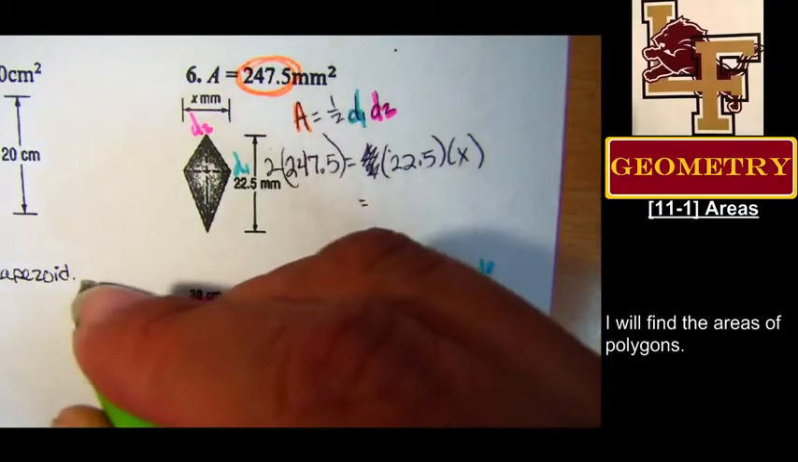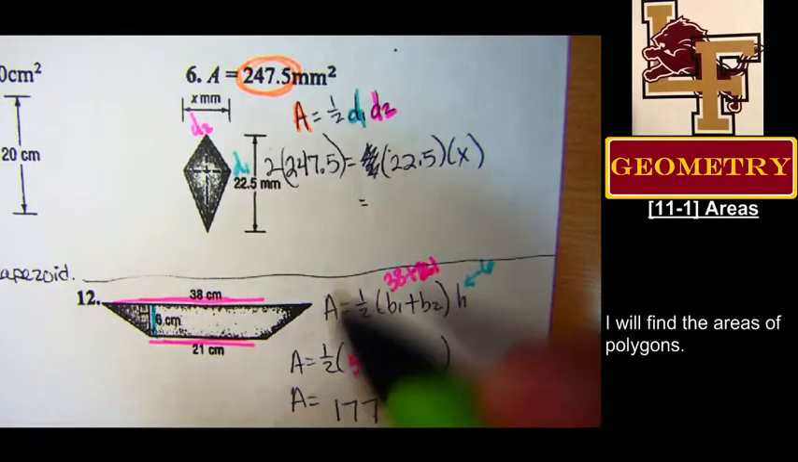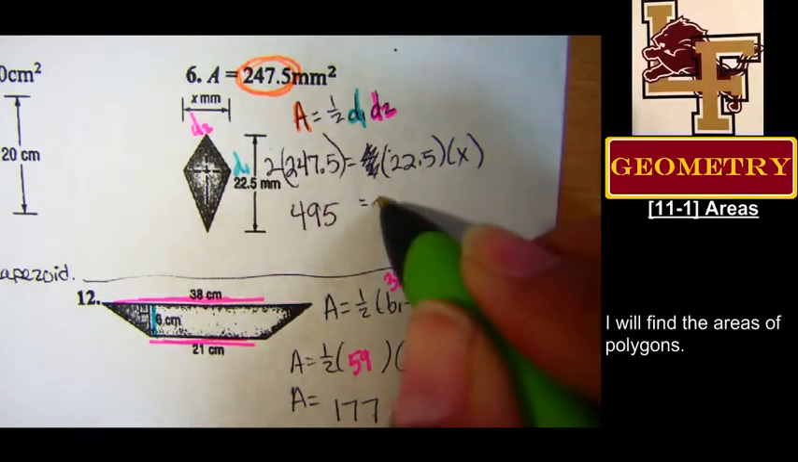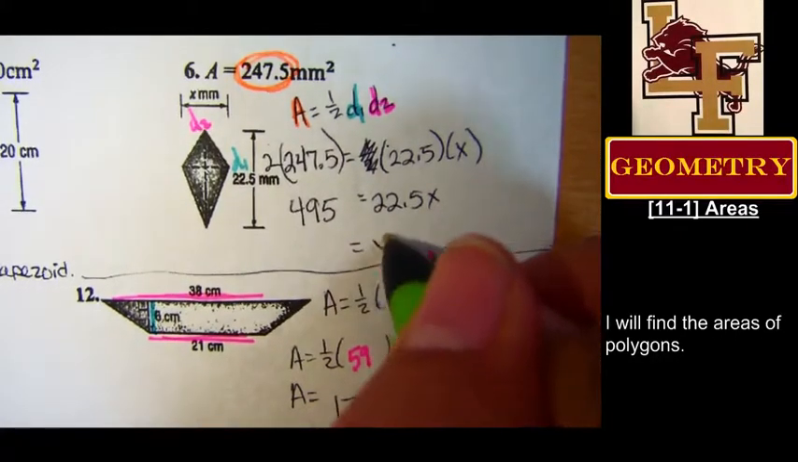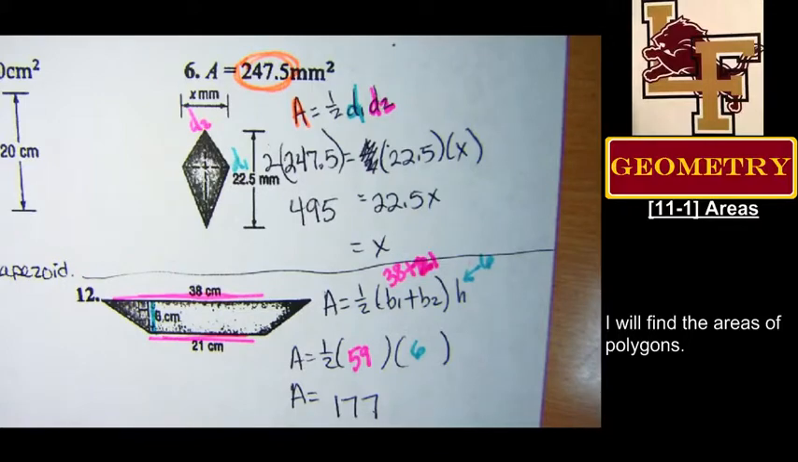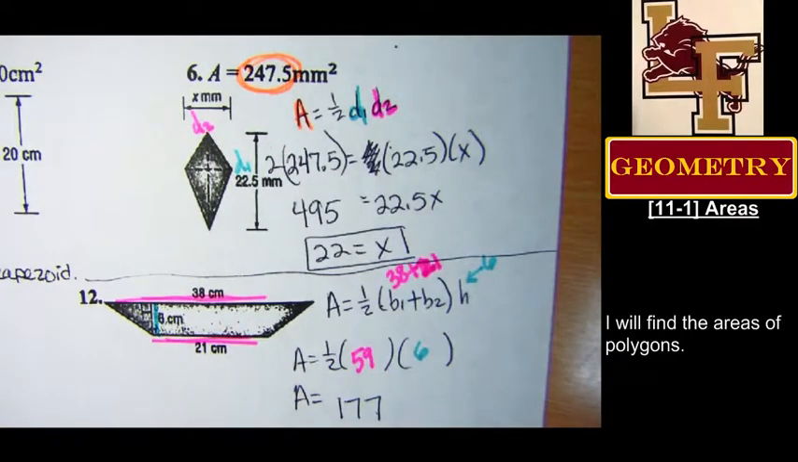All right, I need help. 2 times 247.5, whatever that is. 495. I want to get x by itself. What should I do? Divide by 22.5. So what do I get when you do 495 divided by 22.5? 22. We're done. Not that hard, huh? Okay. Feeling better with these? Yeah. All right.